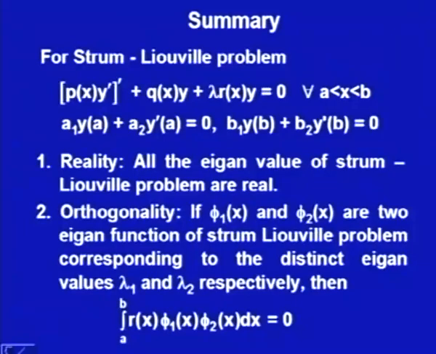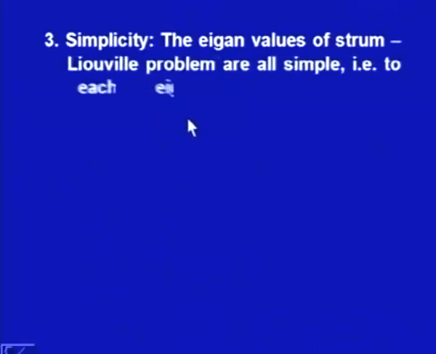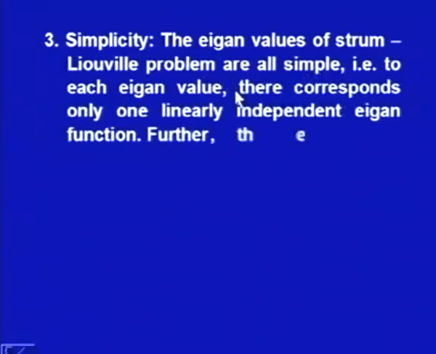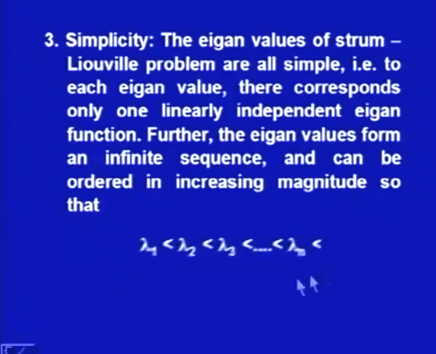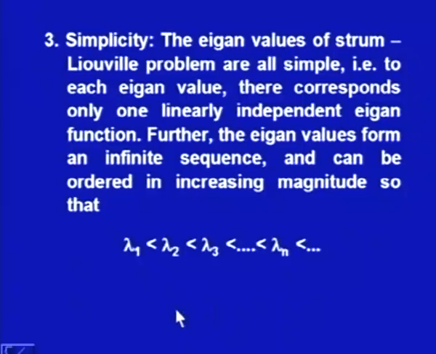The third property, which we have just done, is called simplicity. The eigenvalues of the Sturm Liouville problem are simple, that is, to each eigenvalue there corresponds only one linearly independent eigenfunction, and these eigenvalues form an infinite sequence and can be ordered in increasing magnitude as this one. Moreover, as n approaches infinity, lambda n also approaches infinity, that says they can go as large as possible.